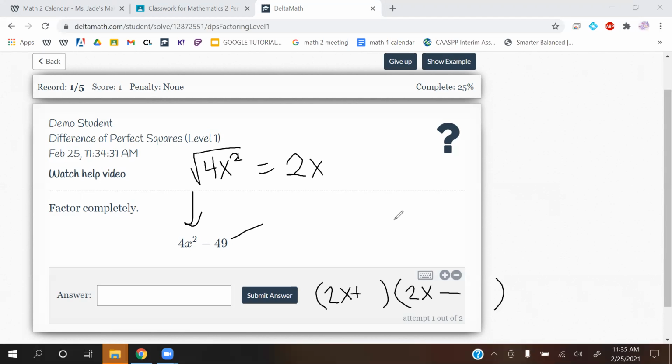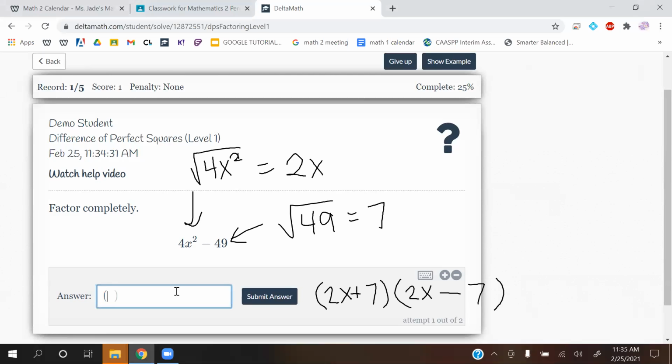Finally, take a look at your last term. It says 49. What is the square root of 49? And hopefully you remember that that is 7. So I'm going to put a 7 there and there. And so finally, your factored form of 4x squared minus 49 is as follows. 2x plus 7, 2x minus 7.